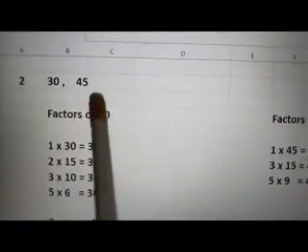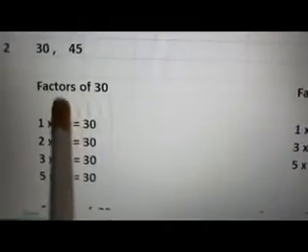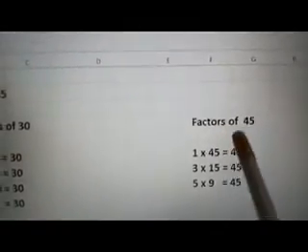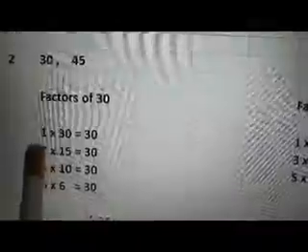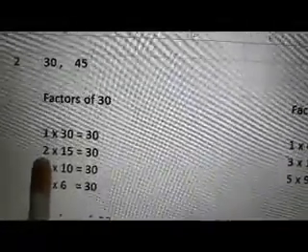Now the second part is 30 and 45. We have to find all factors of 30 and all factors of 45. So 30 is an even number. And again we see the smallest factor is 1 and the greatest is the number itself. 1 and 30 are factors. It is an even number, so 2 will be a factor.